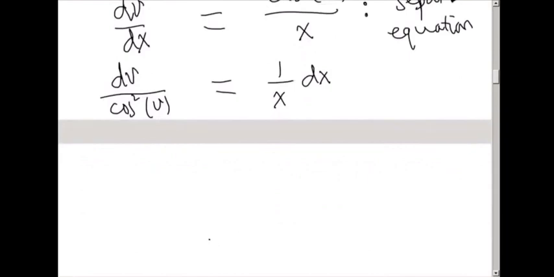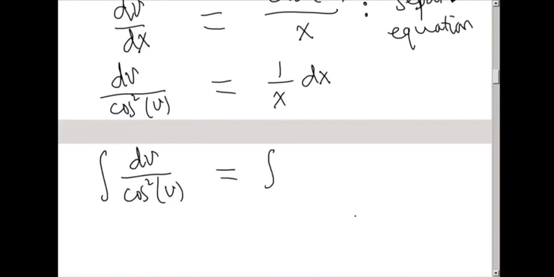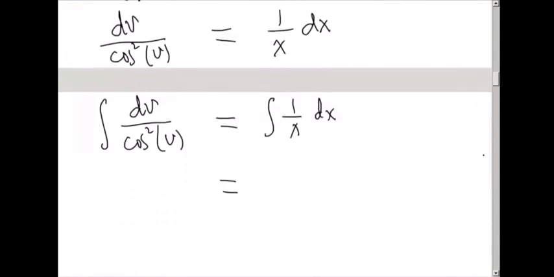Now we can integrate both sides. Right, so the integral of dv over cosine squared v is equal to the integral of 1 over x dx. Well, the integral on the right hand side is easy to do. That's natural log of absolute value of x, and as usual, we add c here.